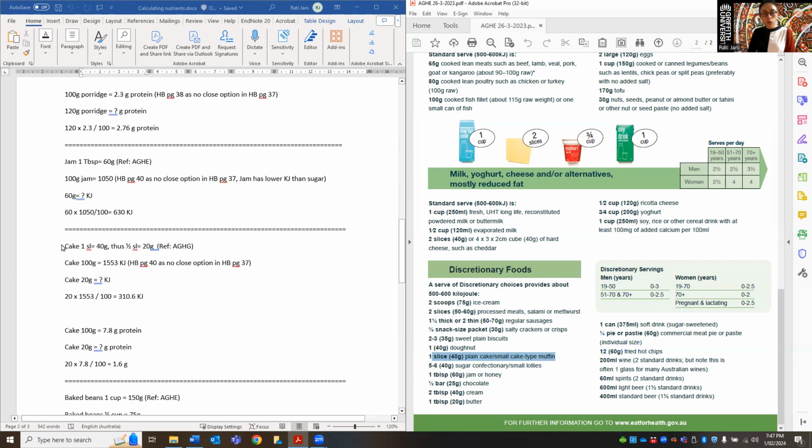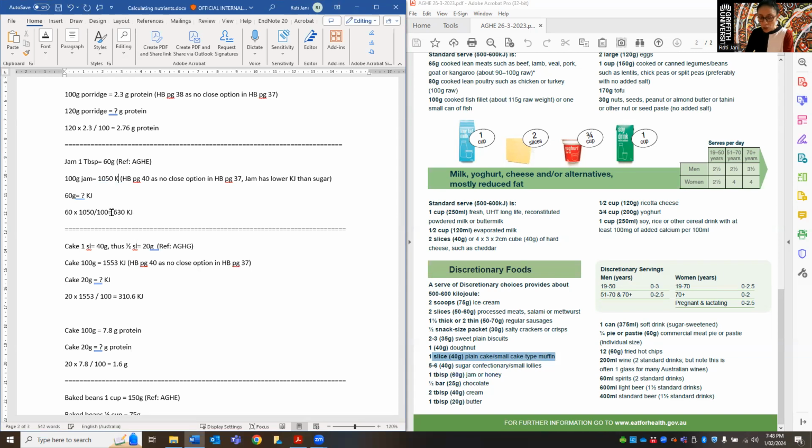Again, I have scaffolded this for you. Cake, 1 slice is 40 grams, thus half a slice will be 20 grams. Where did I get this information from? Australian Guide to Healthy Eating. So 100 grams of cake, again go to your exhaustive list in the handbook. In my edition, this is present on page 40. Cake 100 grams gives you so many kilojoules. I'll just write the kilojoules over here. So 20 grams of cake will give you how many kilojoules? Cross multiply, you get your answer.